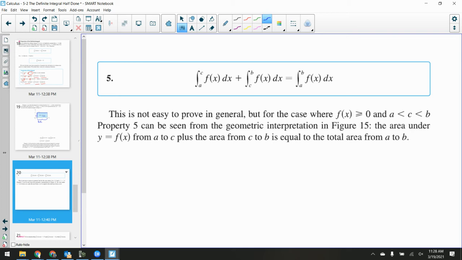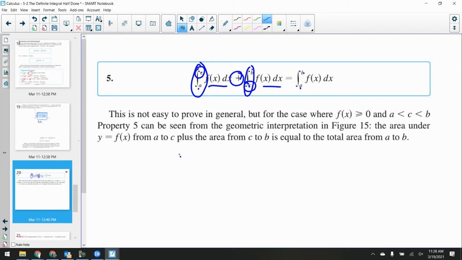Now, take a look here. I've got going from A to C. Notice the notation there. A to C plus C to B. As long as it's the same function, f(x) dx, what I can do is chain these things together. If I go from A to C, then C to B, the sum of that is A to B, as long as these two numbers fit together.